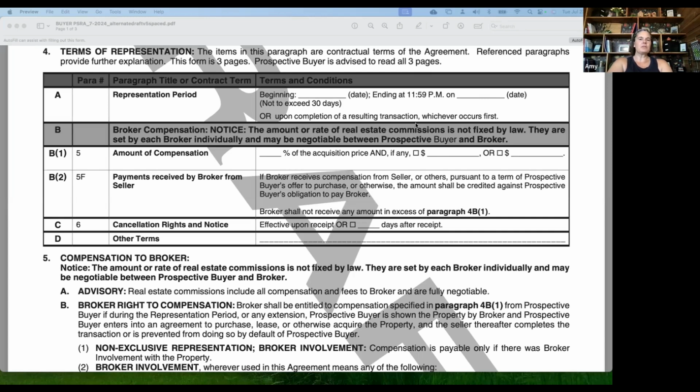So if you go show those initial 3 properties, you write an offer, it gets accepted. We've now exceeded 30 days. Totally okay. This exceeds that as long as you're already in contract before the expiration of the representation period.